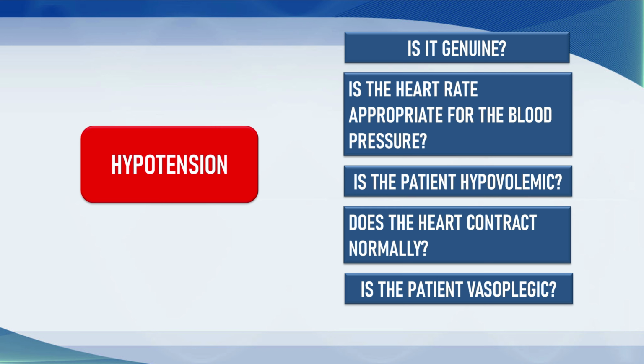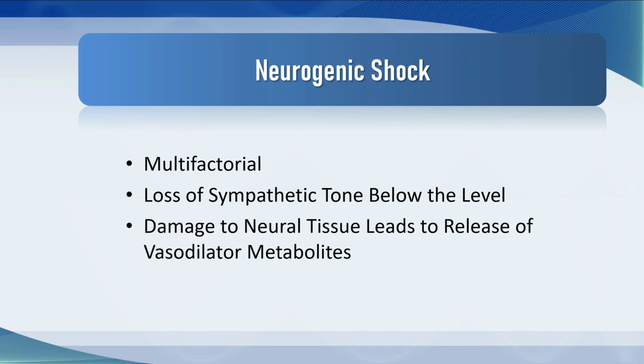He may be hypovolemic from his accident and certainly should be given some volume. It may be that he has abnormality of his cardiac contractility from a myocardial contusion, but the most likely cause of this hypotension is vasoplegic shock due to his spinal cord injury. And we call this these days neurogenic shock. It's multifactorial. In the setting of a spinal cord injury, it's associated with loss of sympathetic tone below that level. And it's also associated with damage to neural tissue that causes release of vasodilator metabolites.